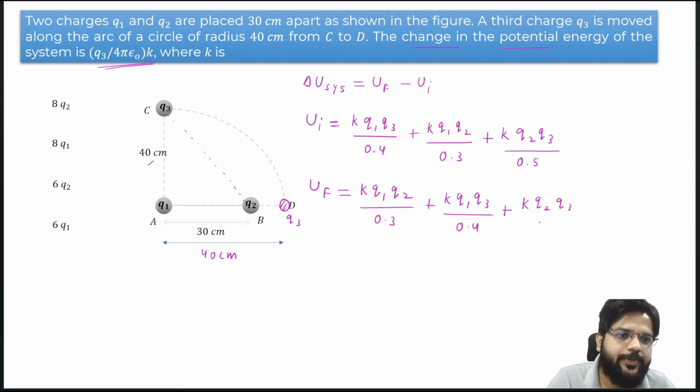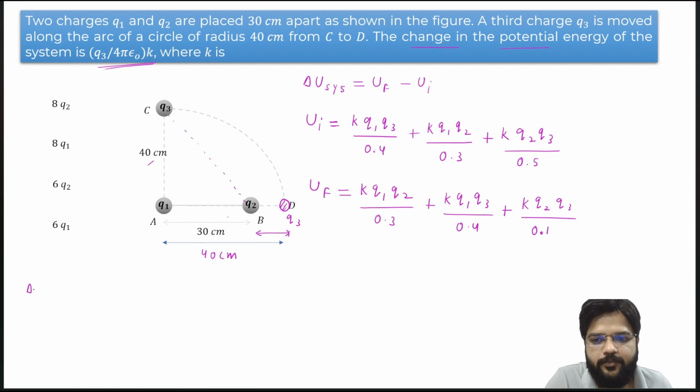How much, everyone? Total is 40 centimeter, between A and B is 30 centimeter. So this distance should be how much, everyone? It is 10 centimeter, so it is 0.1 meter, correct? So now we have U initial and U final. Now subtract these both because we want the potential energy of the system. If we subtract these both, then what will happen here, everyone?